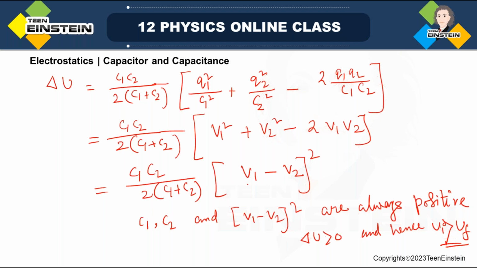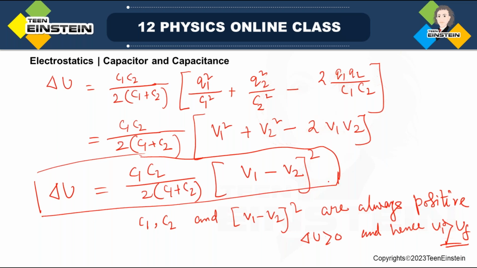Now suppose, from here, at what condition will there be no loss of potential energy? I'll write it here. So from this expression, can we guess when this charge redistribution will not happen, or loss of potential energy will not happen? So the condition is this one: V1 is equal to V2. Then delta U will be 0. That means initial potential energy and final potential energy will be the same.